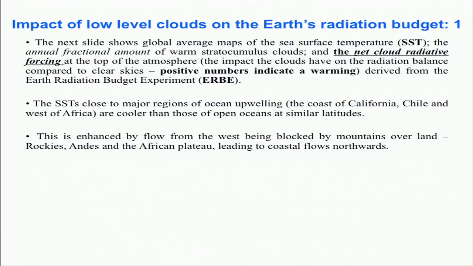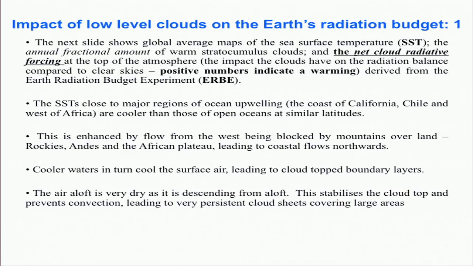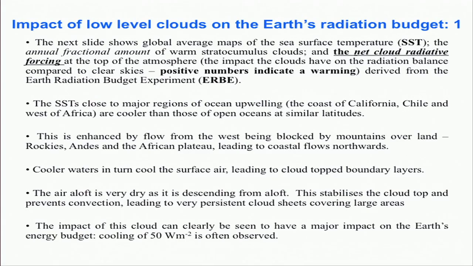So remember, cooler waters in turn cool the surface air, that leads to more cloud-topped marine boundary layers. The air above that marine boundary layer is usually very dry because it tends to descend from even higher in the atmosphere, usually the stratosphere. And that, as we said, stabilizes the top of those clouds, prevents any mixing with the layer above, and that leads to very persistent cloud sheets. So a warm, moist layer, a very dry layer, acts like a lid. So they tend to cover large areas, these clouds, and they last for quite a long time, as we saw in the average fraction of cloud. And as we'll see in the final graph, when we look at the radiative effect, in other words, the net cloud radiative forcing from these clouds, that can actually be quite large. It can be of the order of 50 watts per meter squared cooling.